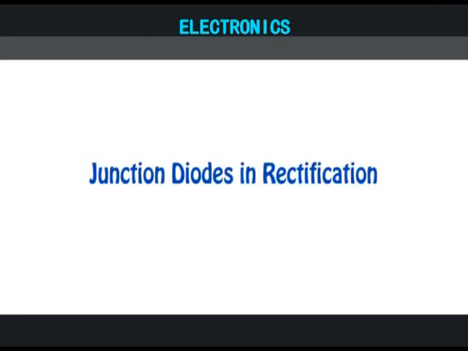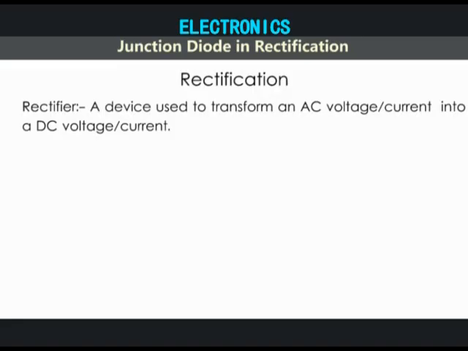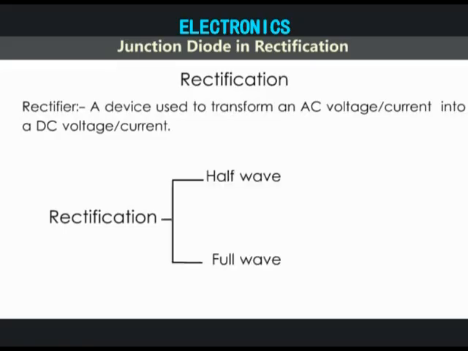And finally, we looked at the application of junction diode in rectification. A rectifier is a device that is used in transforming an alternating voltage and current into a direct voltage and current. The process is called rectification. There are two types of rectification: half-wave rectification and full-wave rectification.